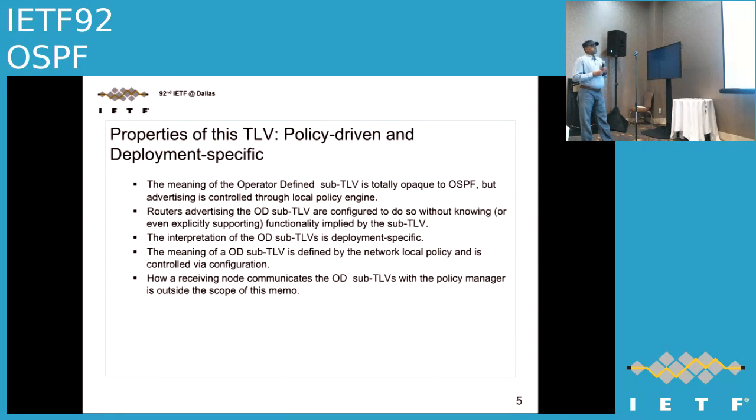So these are the properties. It's explained much better in the draft, but as a summary, it is totally opaque to OSPF, so a router may not be supporting it, but still it can transparently pass through this information. It's a deployment specific TLV. And how the receiving node communicates the sub-TLVs to the policy manager is outside the scope of this memo. Next slide.